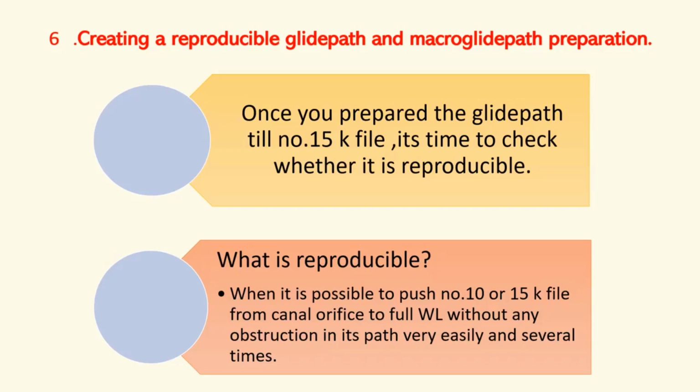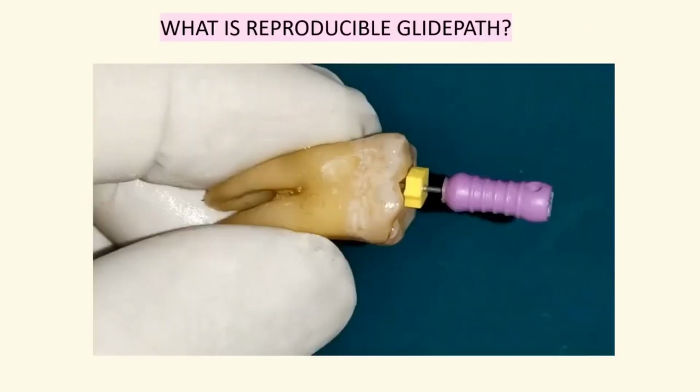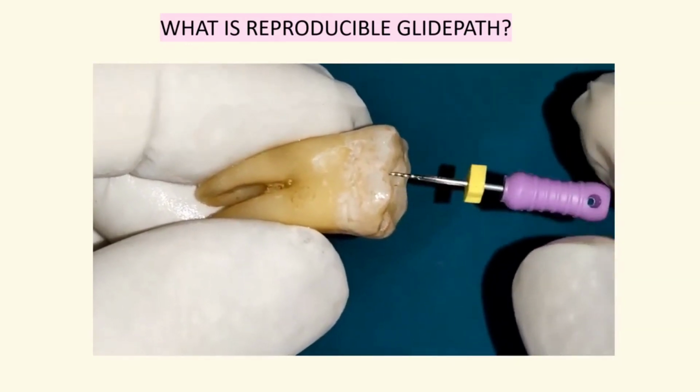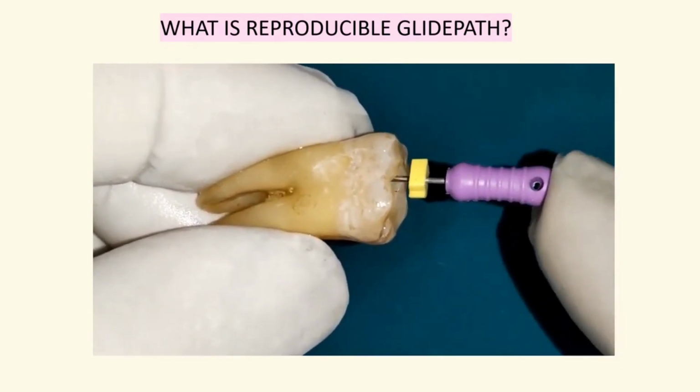Now the next step is creating a reproducible glide path and a macro glide path preparation. Once you prepare the glide path up to number 15K file, it's time to check whether it is reproducible. So what is meant by reproducible? When it is possible to push a number 10 or 15K file from the canal orifice to the full working length without any obstruction in its path, very easily and several times, then it is called a reproducible glide path.